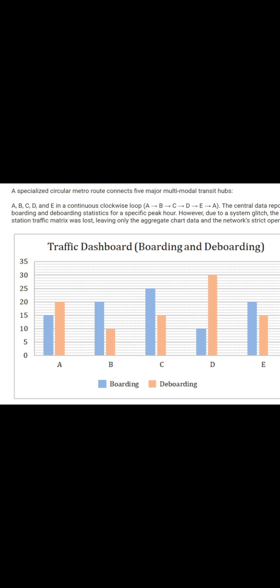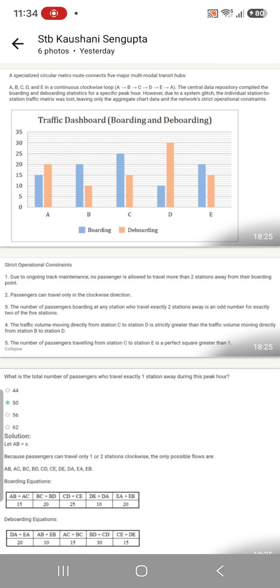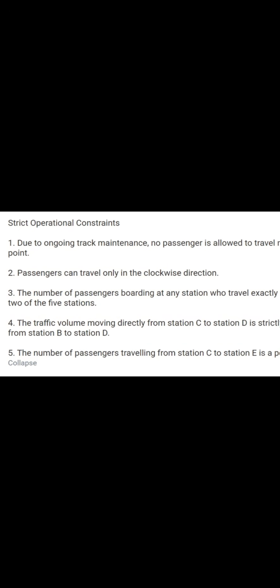Now at A, the number of people boarding the train is 15 and deboarding is 20. At B, the number boarding is 20 and deboarding is 10. At C, the number boarding is 25 and deboarding is 15. At D, the number boarding is 10 and deboarding is 30. And at E, the number boarding is 20 and deboarding is 15. And this goes on in a loop from A to B to C to D to E and back to A. So it's like a circular kind of path.